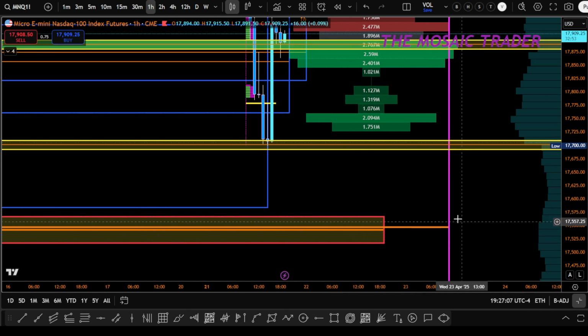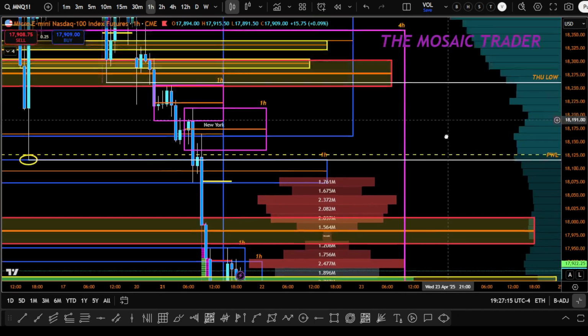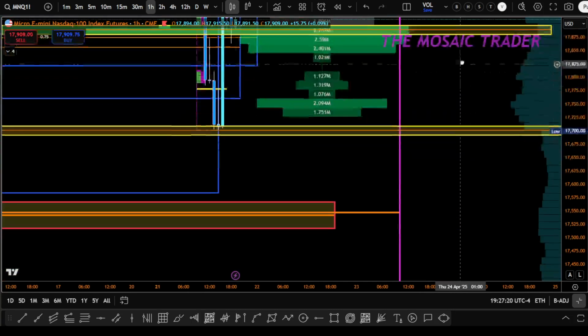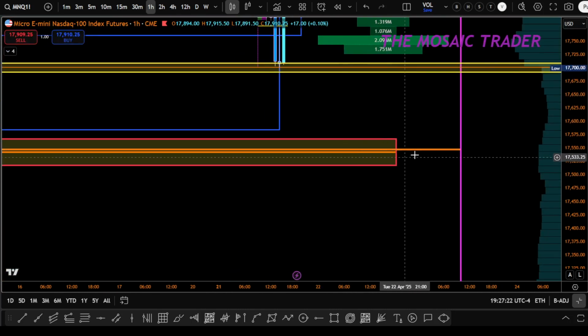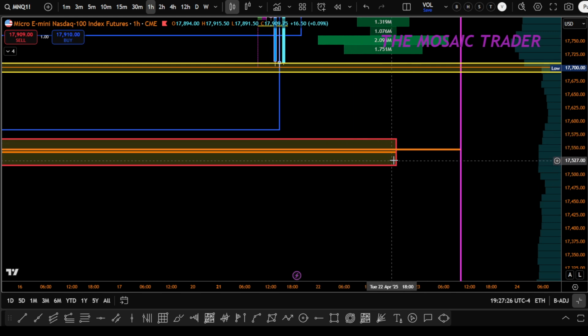Next up, I'll be looking at this level over here, right? We have confluence here of this. I believe it's a 4-hour supply and demand zone. And this node here should provide at least some type of support. So look out for this one this week.